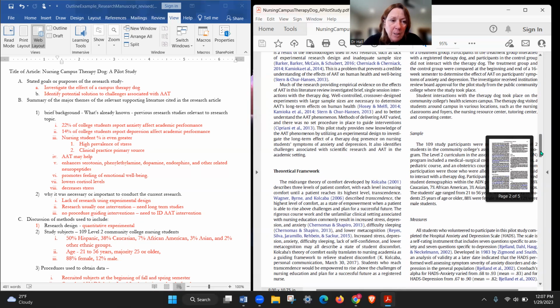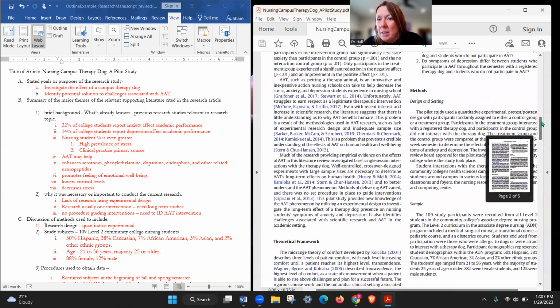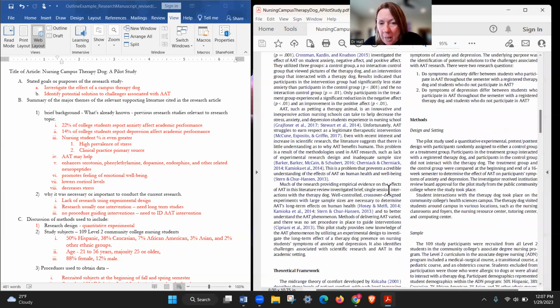So the next piece on your article, after you go all through the background and everything, is why it's important to conduct the current research that the article is reporting on, right? And that's usually just at the end of your background here. Much of the evidence here, they haven't done any experimental design. It's always short-term interactions with the dog, those kinds of things. And so what this study was trying to do to add to our body of knowledge is an experimental design, having a control group and an experimental group over a period of time.